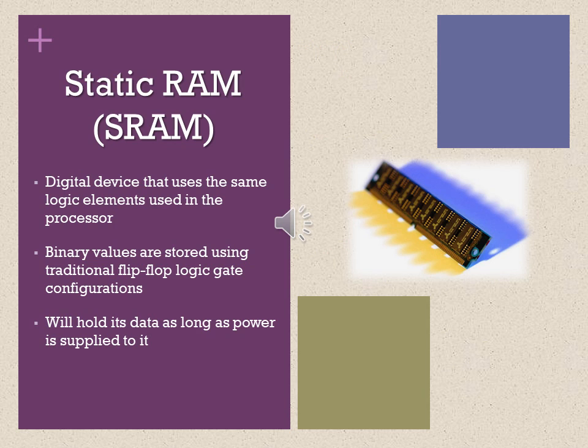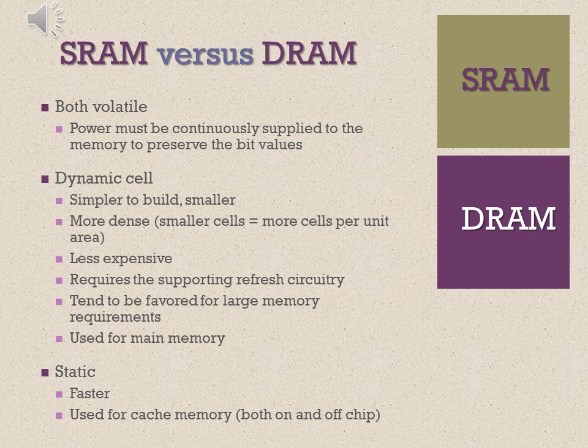Static RAM uses flip-flop circuits to store data, making it faster than DRAM. Unlike DRAM, it does not need refreshing as long as power is supplied. However, SRAM is less dense and more expensive, which is why it is typically used in cache memory rather than main memory. Let's compare SRAM and DRAM.